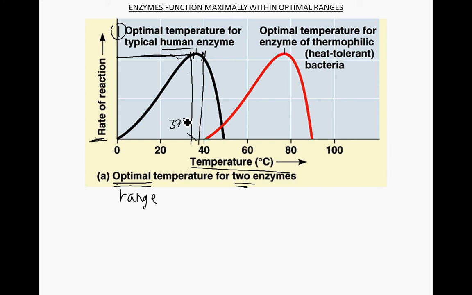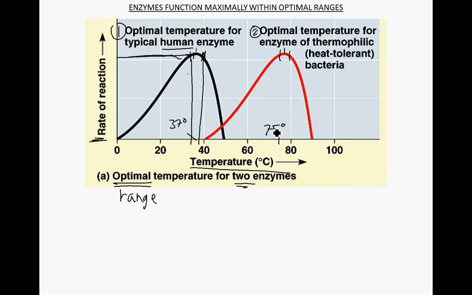So you see that with then another enzyme over here, enzyme 2, another scenario, another situation. Optimal temperature for an enzyme of a thermophilic, heat-loving, heat-tolerant bacterium. So over here, this is a different enzyme, and it has a different optimal temperature range, somewhere in the neighborhood of 75 degrees C.